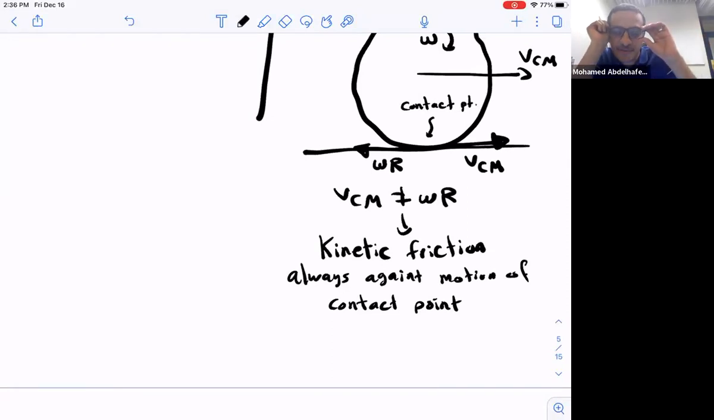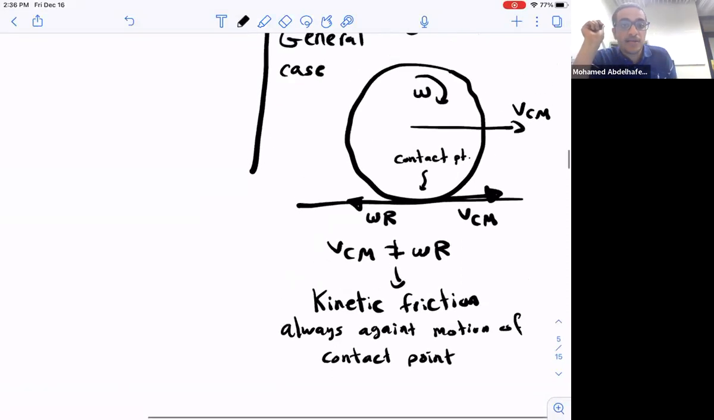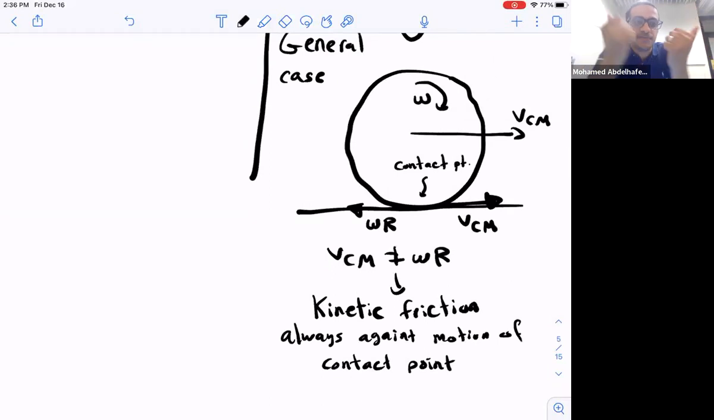If the question is asking you what is the direction of kinetic friction, that's easy. Static friction is a different story. We're coming to that. It's more tricky. So the general case is kinetic friction because VCM and omega r at the contact point don't match, so they don't cancel out. One of them is bigger than the other. So whichever one is bigger, friction is against it. Friction is against this total motion of the contact point. That's kinetic friction in the general case. Any questions about this?